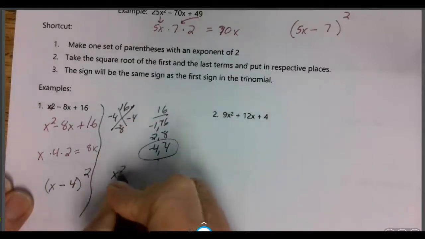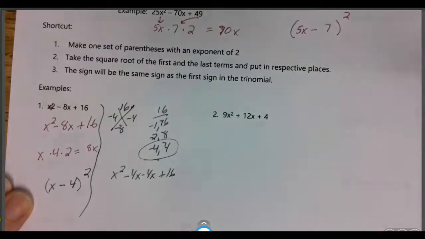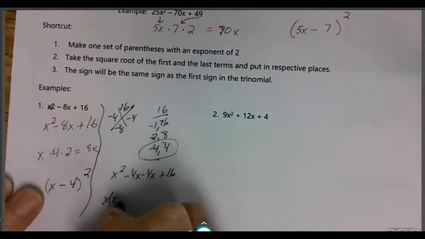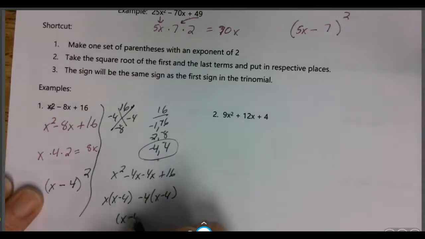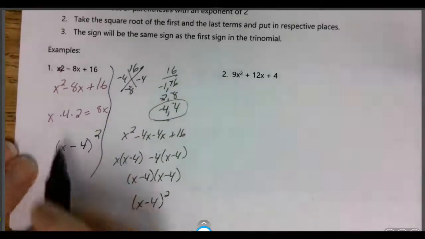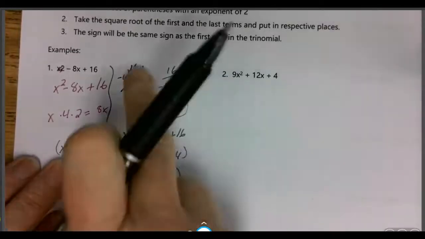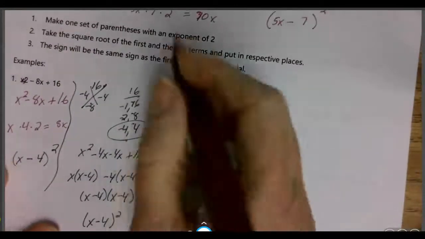Write it out in expanded form. Factor by grouping. The third term is negative. So I get x minus 4 times x minus 4. That's x minus 4 quantity squared. Same answer. Okay? So I can still do it this way. Just to let you know that.